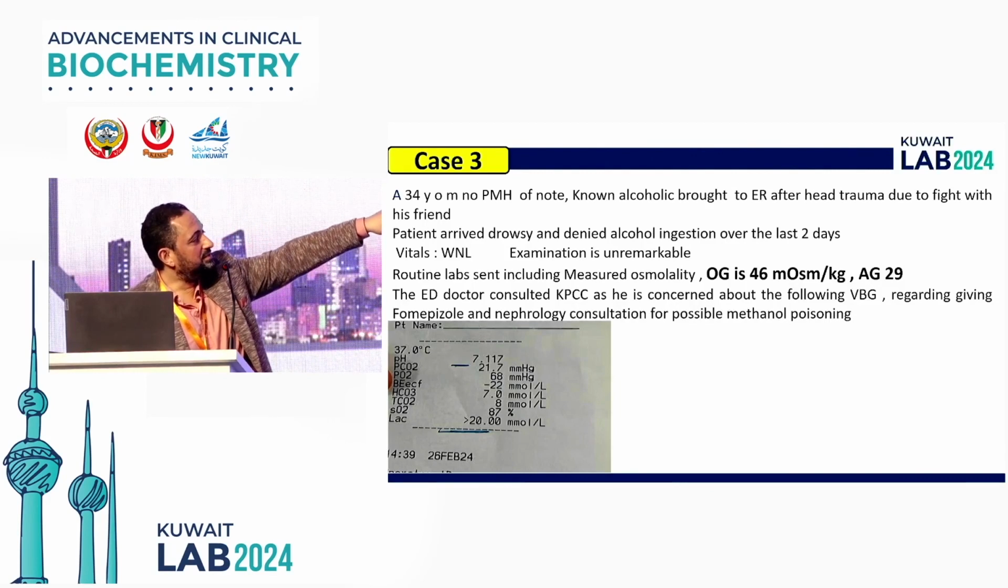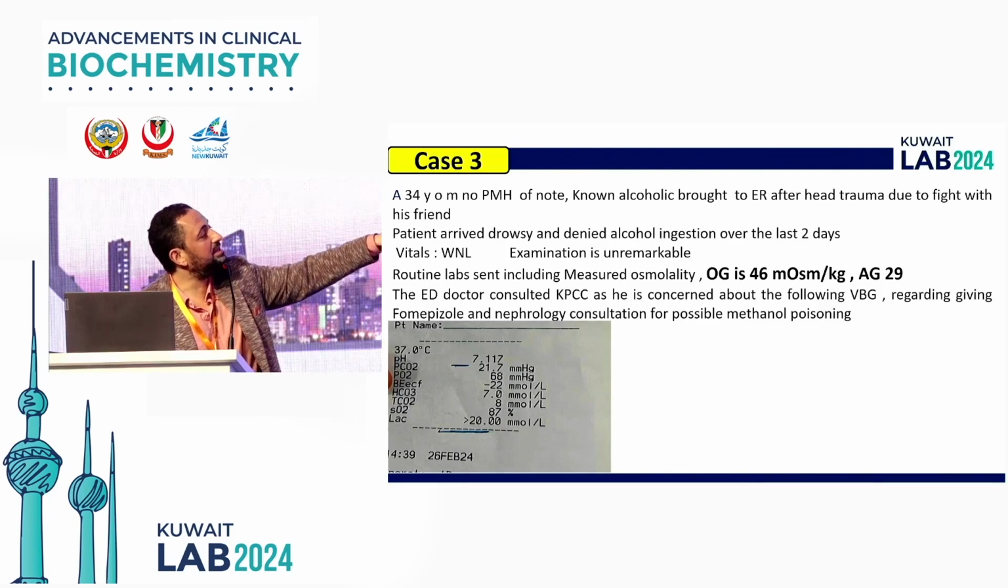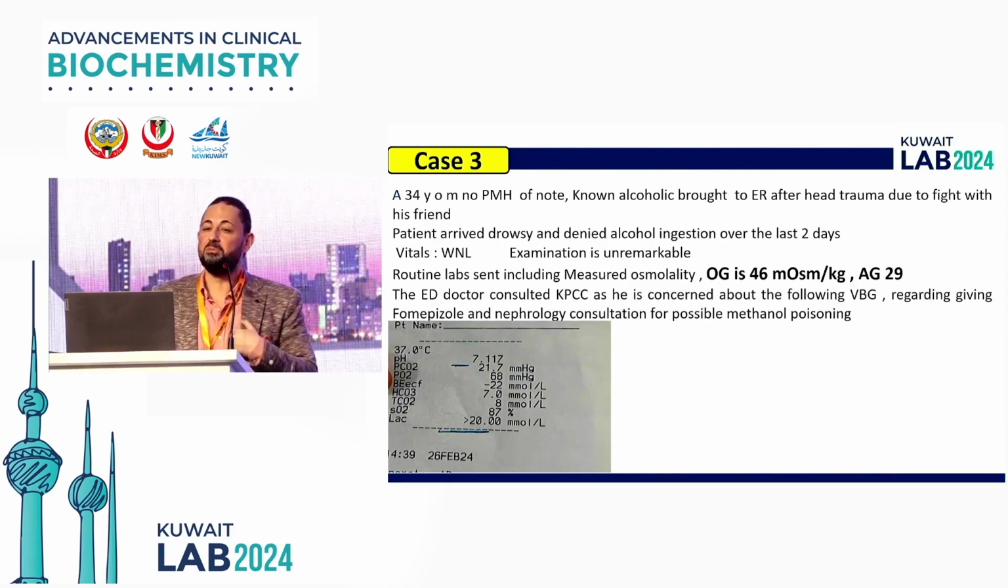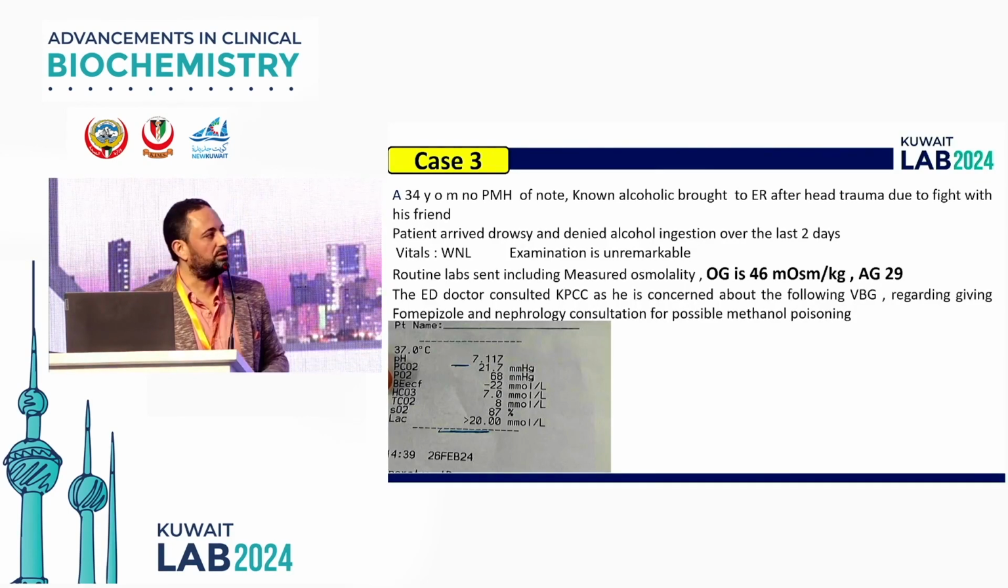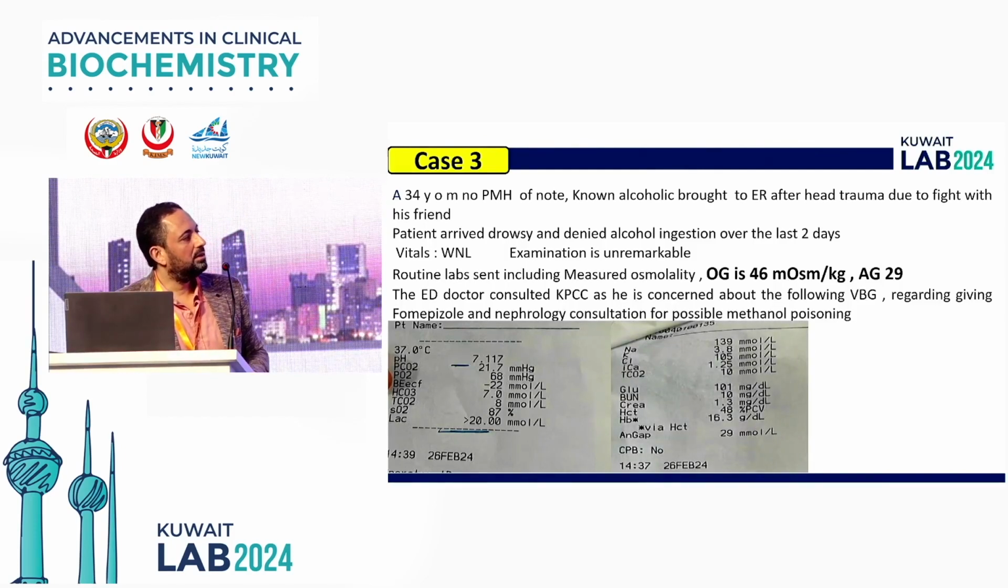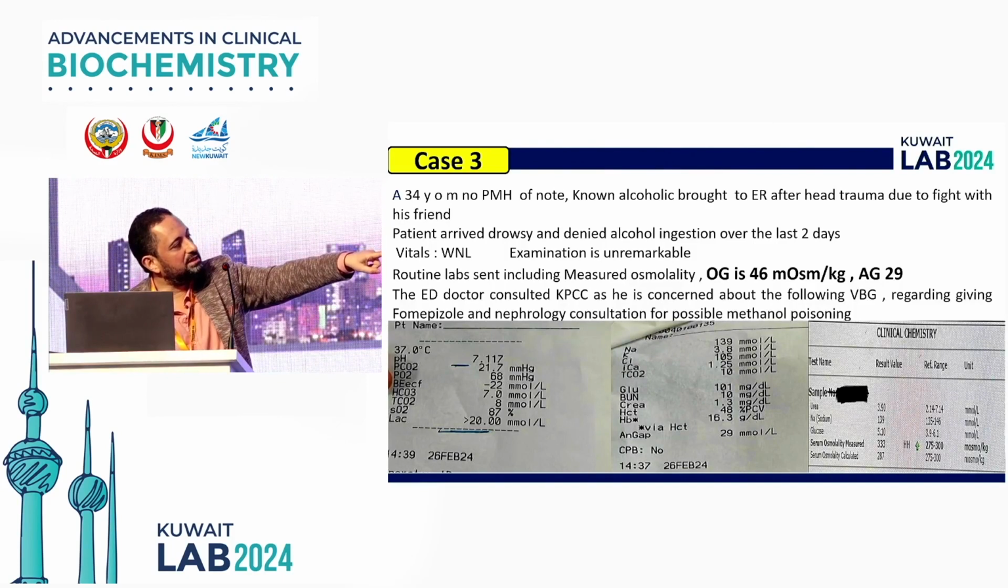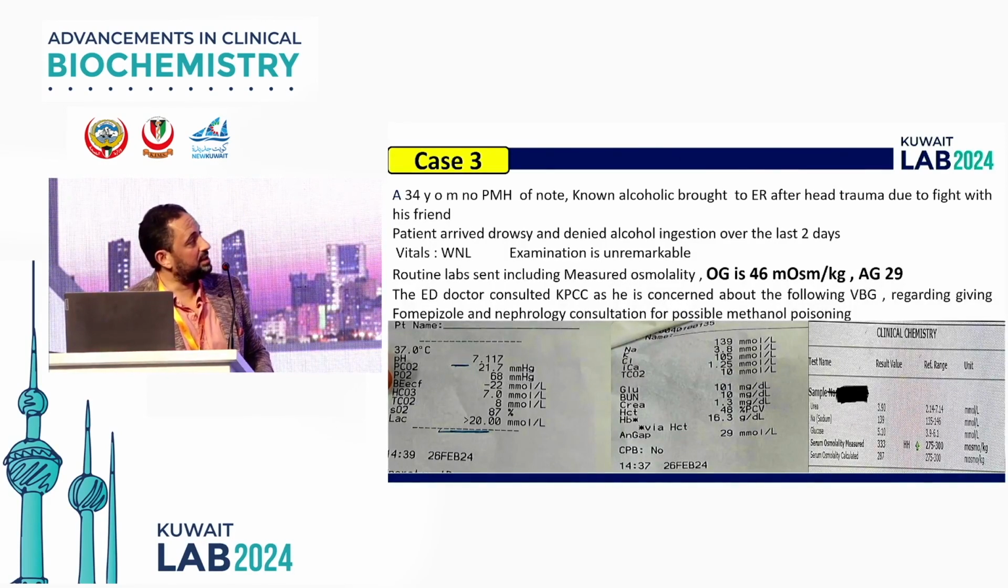But this VBG, if you look at it, pH is 7.1, acidosis. Lactate is 20, base excess is minus 22. Based on our clinical experience and interpretation of the supportive measures using my stethoscope, it's not methanol. This is the measured osmolarity. It was 333, and the calculated osmolar gap was 46.